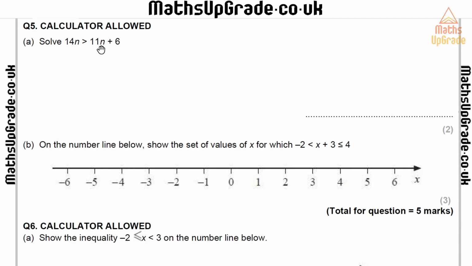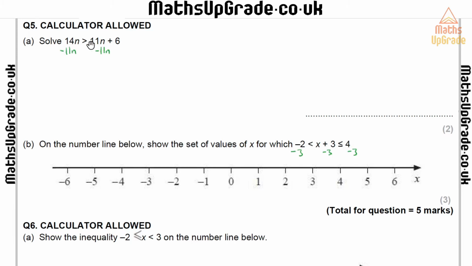In question 5 I need to solve 14n is greater than 11n plus 6. There's n's on both sides here. I've got less n's on the right hand side, so I'm going to get rid of these. At the moment 11n is positive since there's no sign in front of it, so it's a positive 11n. The inverse of add 11n is subtract 11n. So I'm going to subtract 11n from both sides.